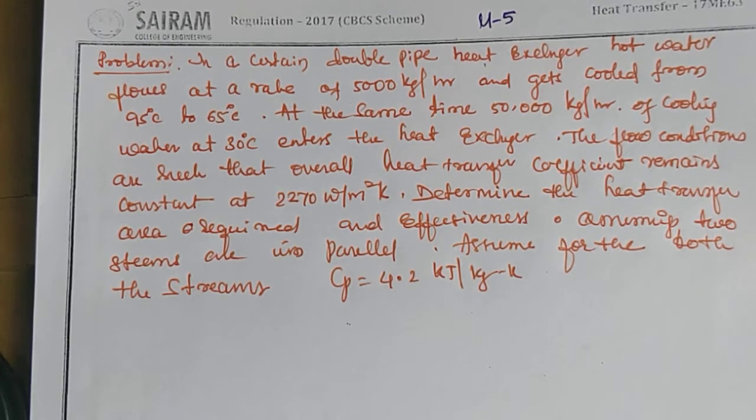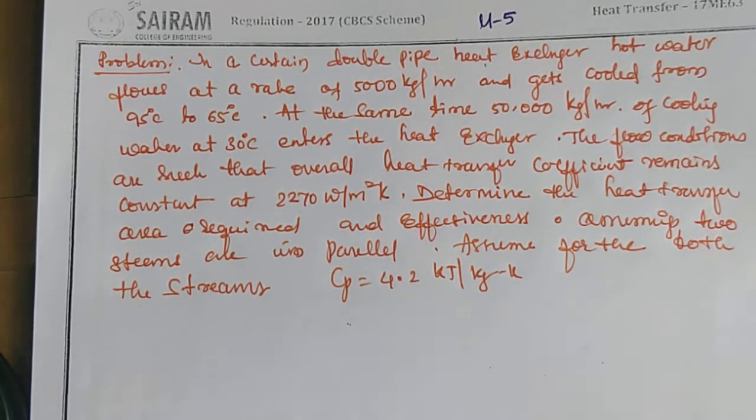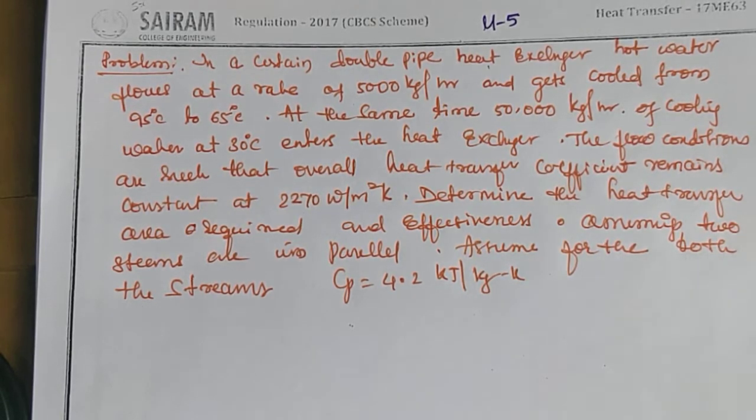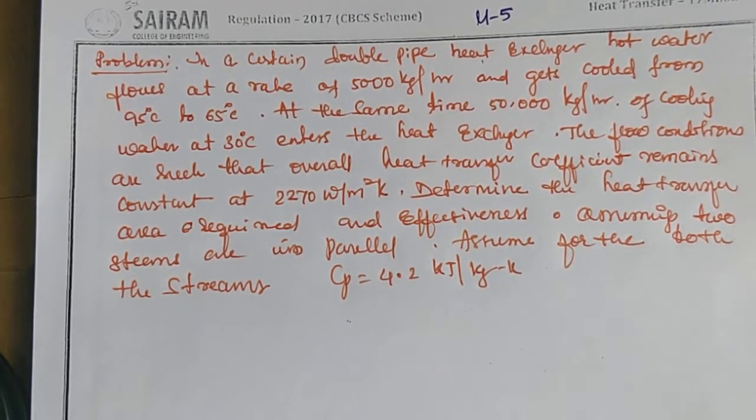The flow conditions are such that the overall heat transfer coefficient remains constant at 2270 watt per meter square Kelvin. Determine the heat transfer area required and the effectiveness, assuming the two streams are in parallel flow. Assume for both streams the Cp value is 4.2 kilojoules per kg Kelvin. This kind of problem may be asked in the examination, because here they ask you to find two parameters: one is the area required, the second one is the effectiveness. You have to find both parameters in the same problem.